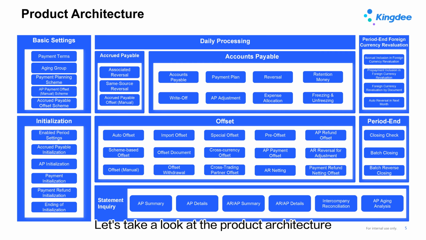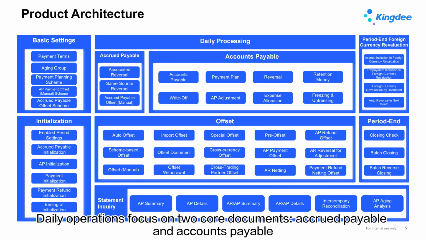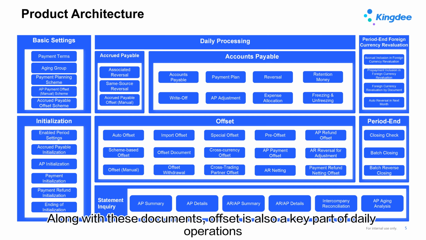Let's take a look at the product architecture. It mainly includes basic data settings, initialization, daily processing, statement inquiry, and period-end processing. Daily operations focus on 2 core documents: accrued payable and accounts payable. Along with these documents, offset is also a key part of daily operations.